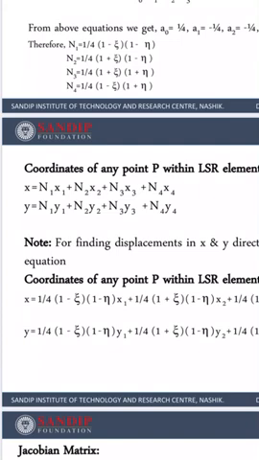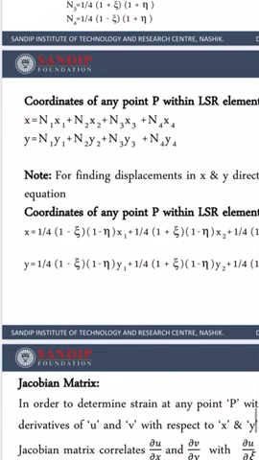Then we discussed the convergence requirement. There are 4 conditions we need to satisfy while selecting the displacement function. Then we have covered the two-dimensional elements, means basics of your CST element. Then in this lecture we have covered the LSR element. Okay, so in this way we have covered your third unit, means two-dimensional elements. Okay, so this is about your third unit.